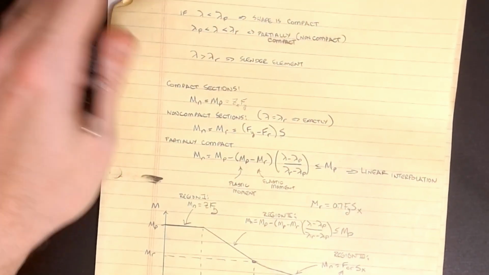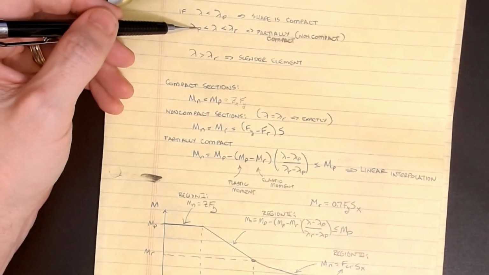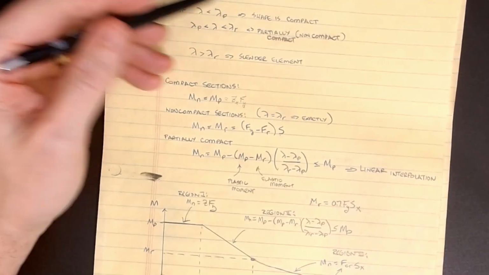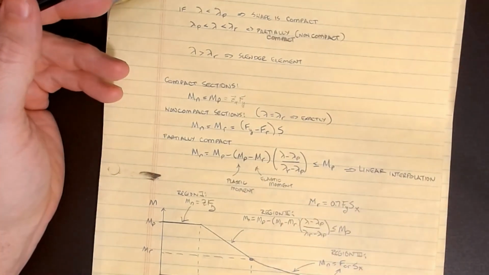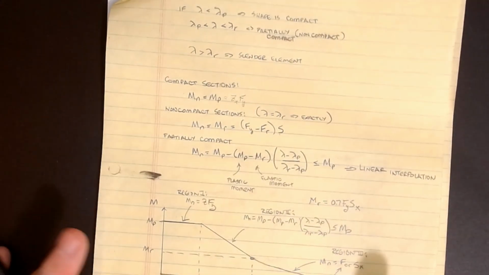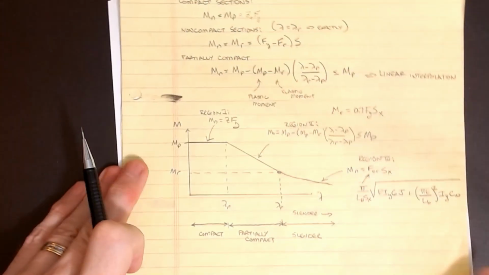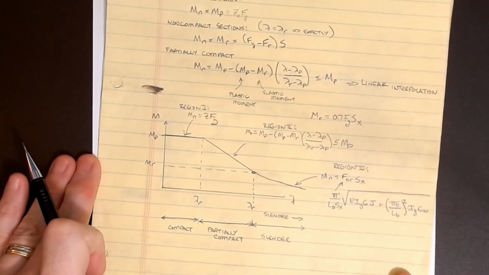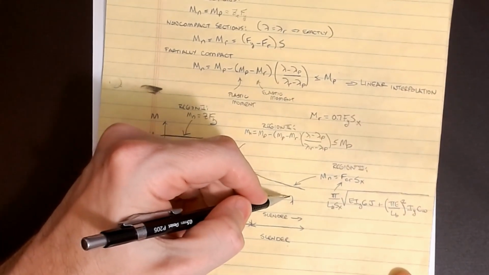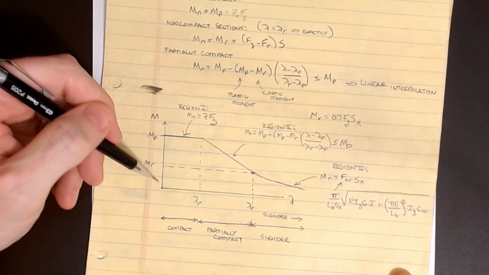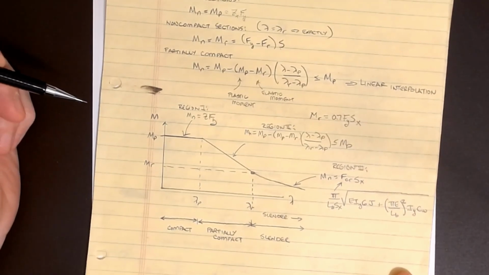Partially compact is the case where lambda is between lambda p and lambda r. Now, like I say, in the code, you look at this and you go, what in the world? It's easy if you draw a picture. So what I'm going to do is basically make a graph, and I'm going to plot on this axis my lambda criteria, and on this axis, my M criteria, my moments.